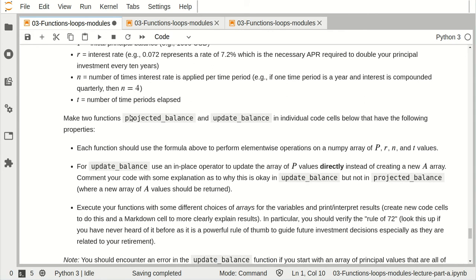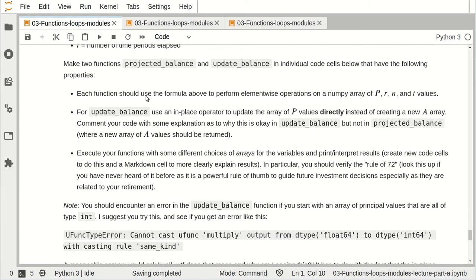So I ask you to make 2 functions, projected_balance and update_balance, in individual code cells below that have the following properties. Each function should use the formula above to perform element-wise operations on a NumPy array of P, R, N, and T values. For update_balance, you should use an in-place operator to update the array of P values directly instead of creating a new A array.